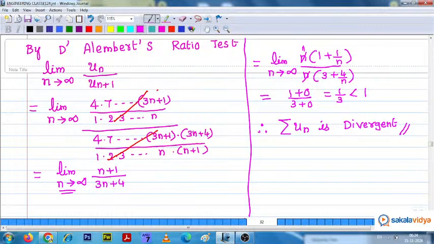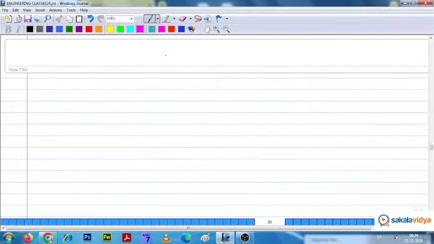So when limit n tends to infinity, un by un plus 1 is L, where L greater than 1 it is convergent, when L less than 1 divergent. So therefore sigma un, or summation un, is divergent. The given series is divergent. Hence the problem has been solved. So let us move to the second question now.